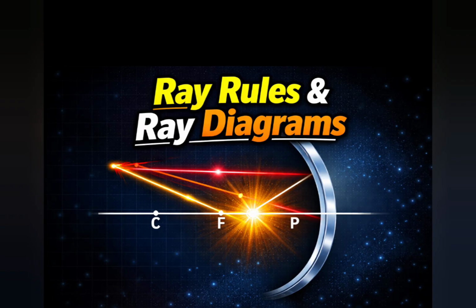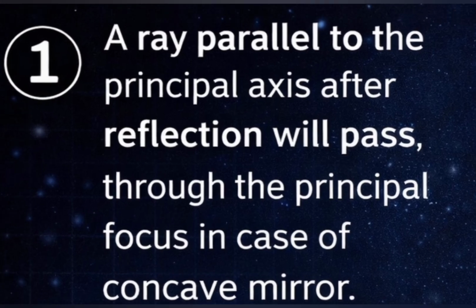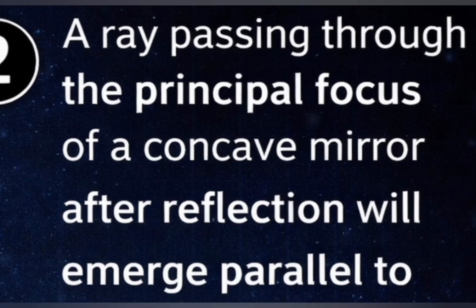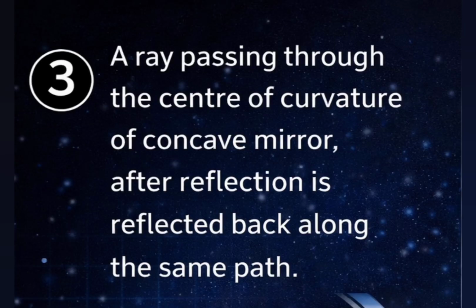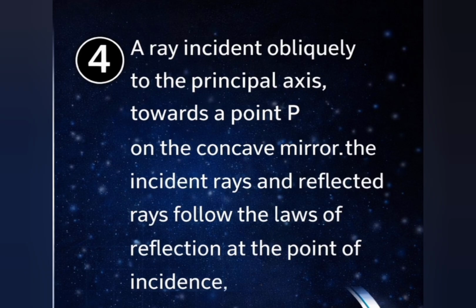First ray rule, a ray parallel to the principal axis after reflection passes through the focus. Second ray rule, a ray passing through the focus after reflection becomes parallel to the principal axis. Third rule, a ray passing through the center of curvature reflects back along the same path without any deviation. Fourth rule, a ray striking the pole at an angle follows laws of reflection. That means angle of I is equal to angle R.